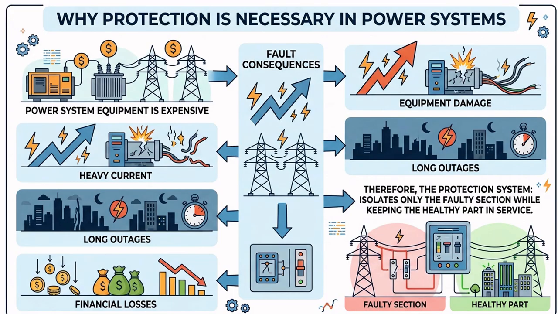Why do we need protection systems? Because power equipment is expensive and faults can cause heavy currents, damage, fires, long outages, and financial losses. Protection isolates only the faulty section, keeping the rest of the system running safely.